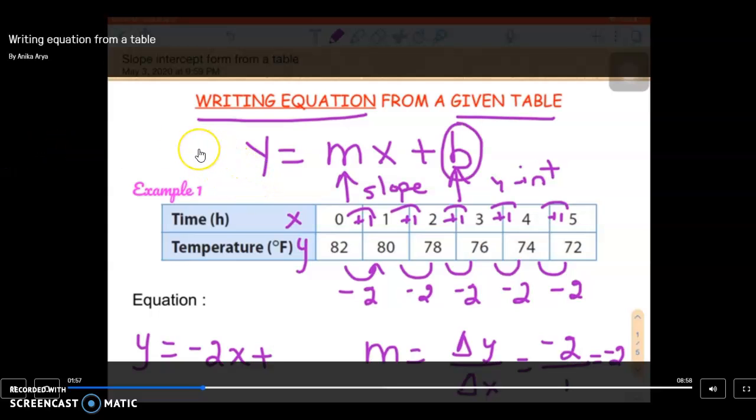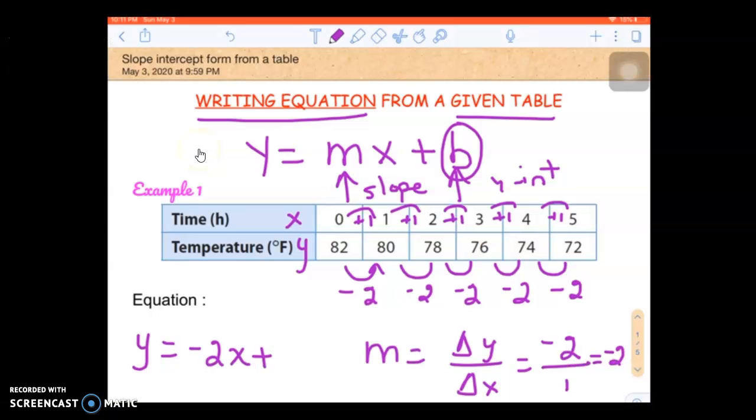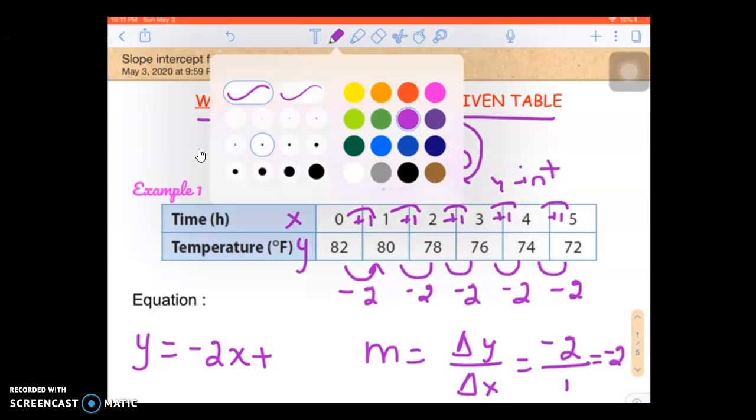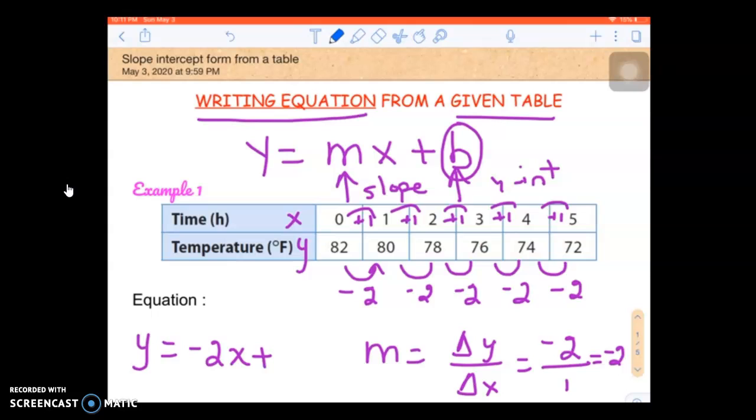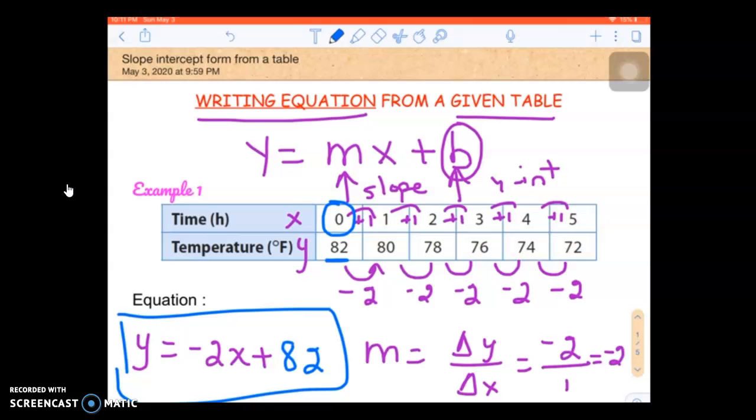I know the y-intercept is 82 because wherever my x number is 0, that number next to the x is my y-intercept. Because if you think about it on a graph, the y-intercept crosses the y-axis, and then you haven't gone side to side on the x-axis at all, so x is 0. So my slope was negative 2, and my y-intercept was 82.